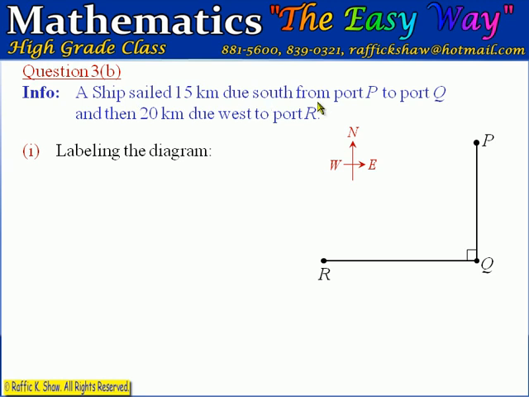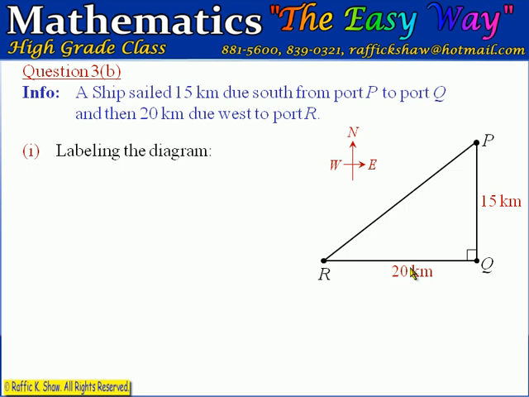And then the distance from P to Q was 15 kilometers. So we can show that on the diagram. That's 15 kilometers. And the distance from Q to R is 20 kilometers. So we can also show that on the diagram. And that's it. The distance Q to R is 20 kilometers. And then the line from P to R would represent the shortest distance from P to R.